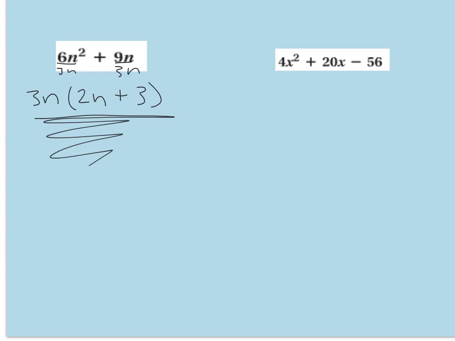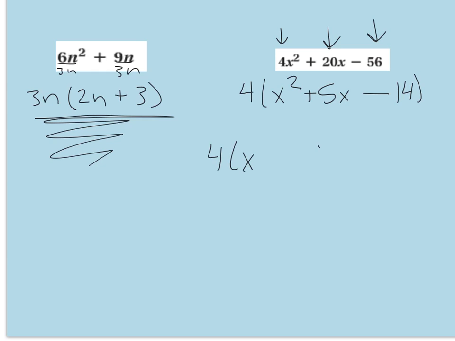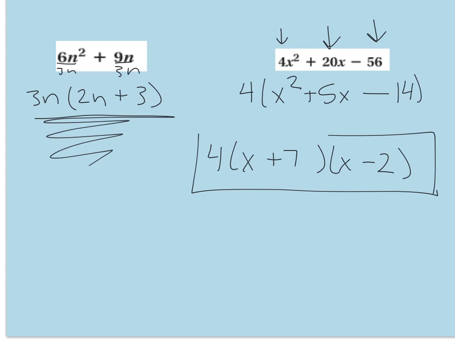The second one, if I look at my numbers here, the 4, the 20, and the 56 can all take out a 4. So if I took out that 4, I'm going to have x squared plus 5x minus 14. So now I want to figure out what my factors are. So I'm going to have x. Sometimes it's easier too if you write out your binomials right away, like so. Two numbers that multiply to get negative 14 but add to get 5 would be a positive 7 and a negative 2. So this would be my final answer for this one.